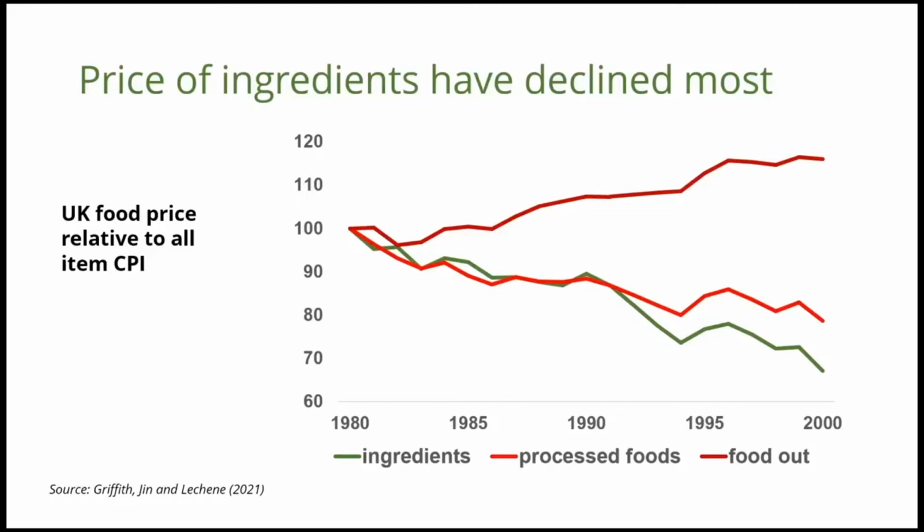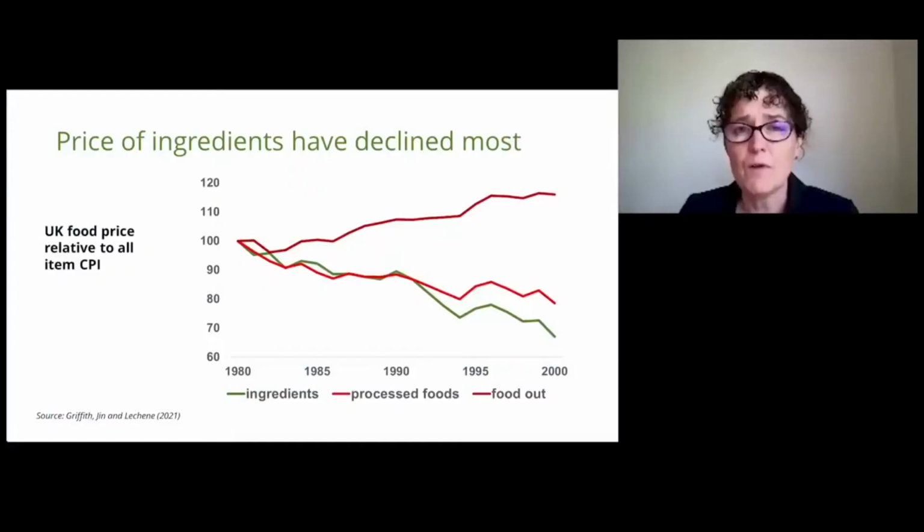That's partly because people don't know what's in processed food, so may inadvertently consume nutrients that they're not fully aware of, but also because on average processed foods are less healthy: they include more salt, more sugar, more things that aren't good for us. So this picture shows us that the market price of ingredients has fallen by most. The market price of processed foods has fallen but not by as much, and the market price of food out, so in restaurants, fast food, confectionery, snacks, has actually increased.